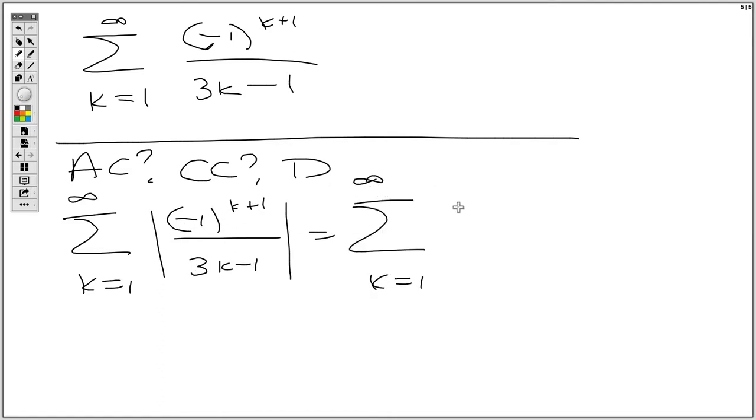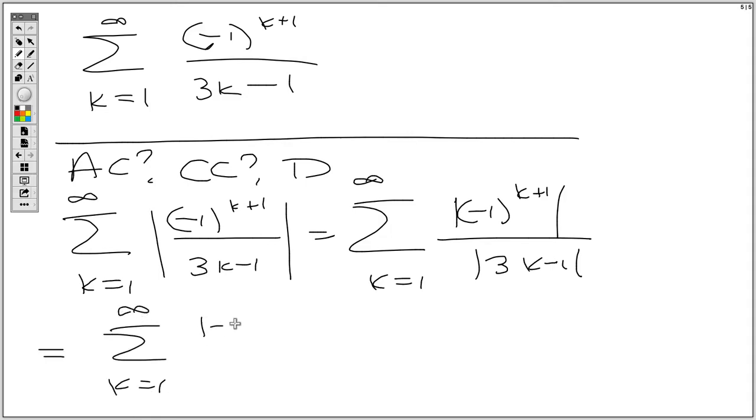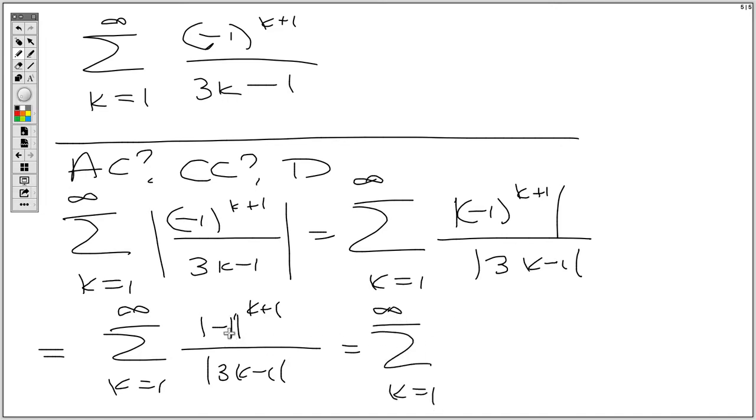So once again, the absolute value works well with division. And it works well with powers. And the absolute value of -1 is 1. 1 to any power is 1. And k starts at 1 and goes to infinity. So 3k minus 1 is always going to be positive. So we don't really need the absolute values down there. So we're looking at this series.